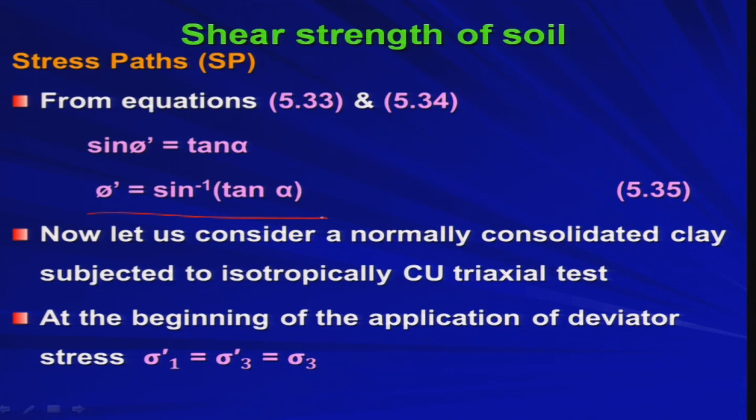Now we are considering a new kind of test. We consider normally consolidated clay subjected to an isotropically consolidated undrained (CU) test, and we would like to find the stress path for this kind of test. At the beginning of the application of deviatoric stress, sigma 1 prime is equal to sigma 3 prime is equal to sigma 3, because we are considering a consolidated test. The consolidation happens in stage 1 due to the cell pressure application, sigma 3. At that time drainage is allowed, otherwise consolidation will not happen.